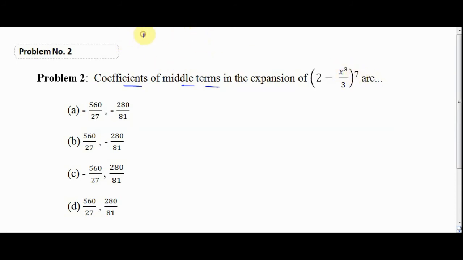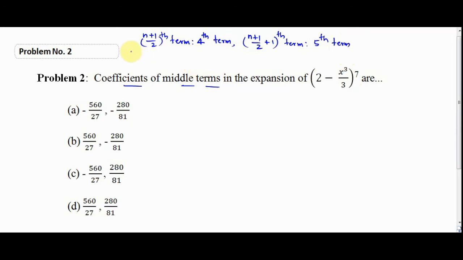The first middle term will be the (n plus 1) by 2th term. That will be nothing but 7 plus 1, that is 8, 8 by 2, that is 4. So the fourth term in the expansion will be the first middle term. And the second middle term will be the ((n plus 1) by 2 plus 1)th term, that will be nothing but the fifth term in the expansion. So the fourth term and fifth term in the expansion (2 minus x cube by 3) whole raised to 7 are the middle terms.